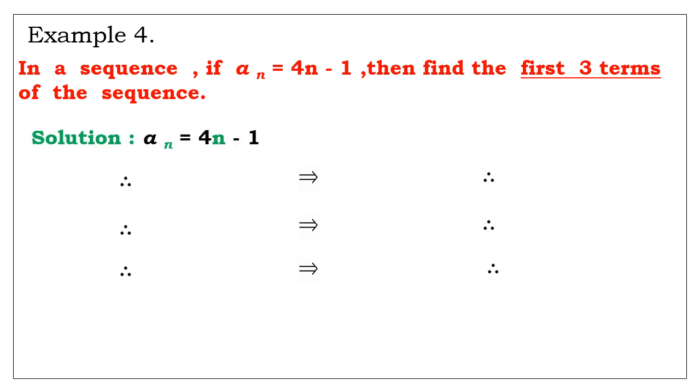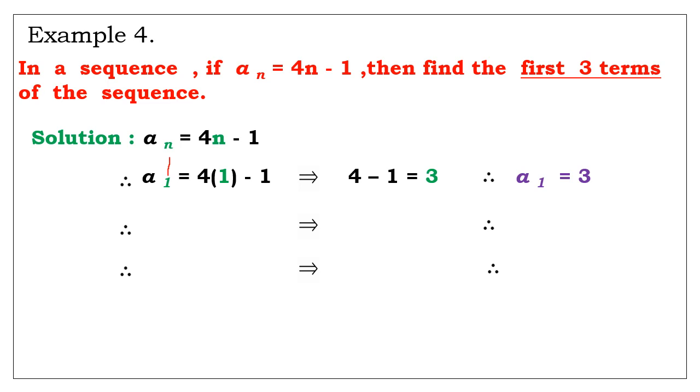Now first you write the given sequence. Here the given sequence is an equals 4n minus 1. In step 1 apply n value is 1 because we require the first term. Therefore in the place of n apply 1. Therefore a1 equals 4 of 1 minus 1. Now multiply, 4 ones are 4, minus 1. The result is 3. Therefore a1 equals 3. That means the first term of the sequence is 3.